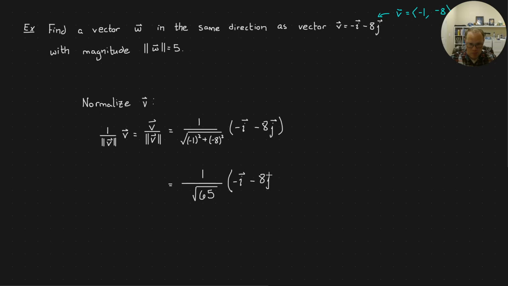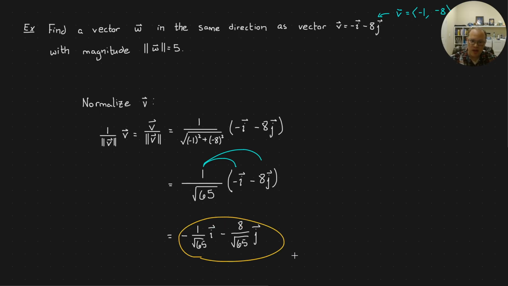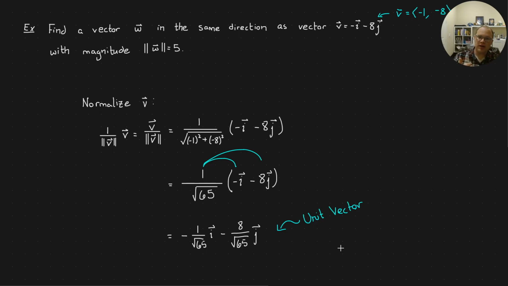Let's go ahead and multiply that through, distribute it through. I get negative 1 over square root of 65 i minus 8 over square root of 65 j. That is vector v normalized. This vector points in the same direction as vector v, but now it's a unit vector. Now this is a unit vector. Okay, so now we've isolated the direction of vector v.